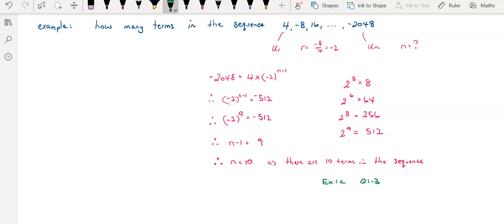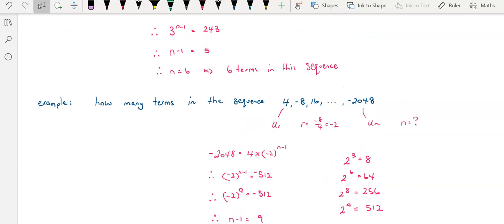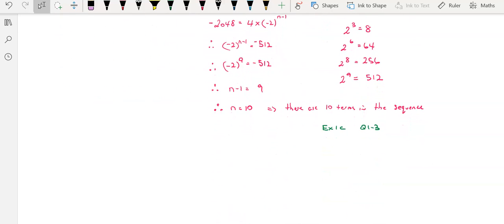Okay, in exercise 1C, it might be a good idea now to go and do questions 1 to 3, which give you some practice on these type of questions that we've just looked at in those examples. I'll see you in a moment.